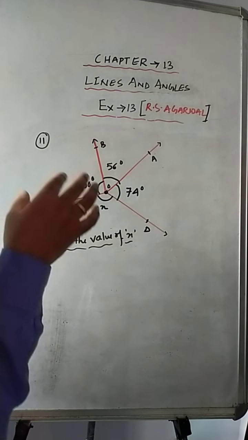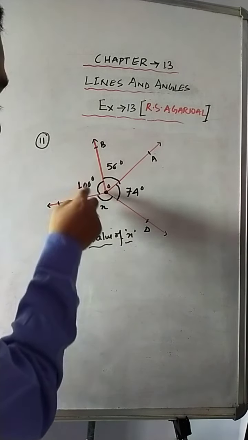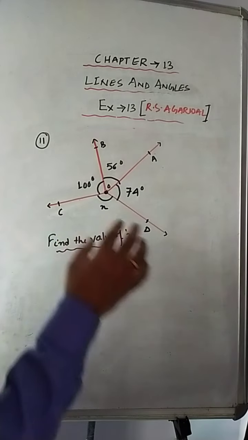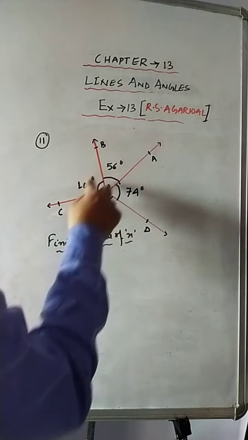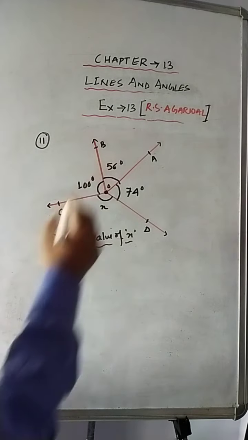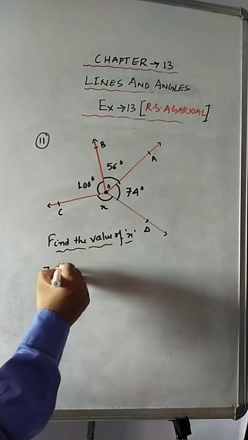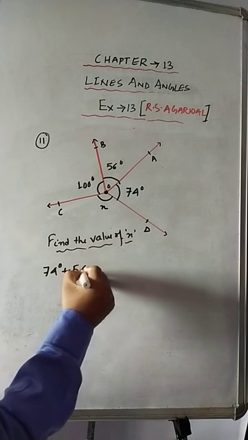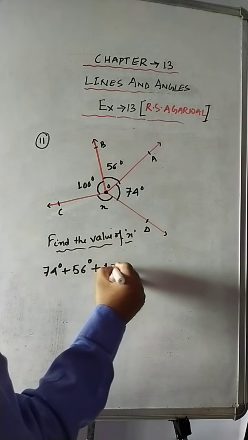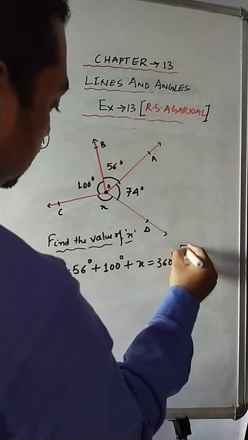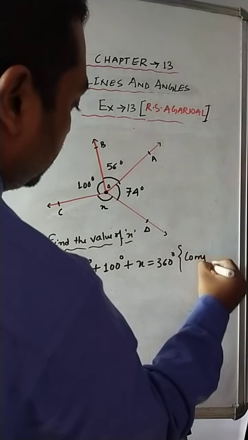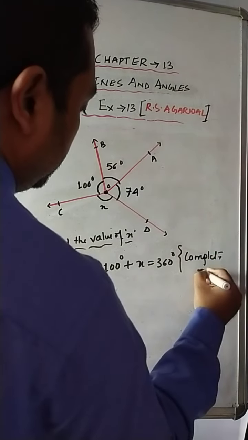Now as we have already observed, if you sum up all these angles, then it will be equal to what? 360 degree. And what is the reason? Because it is a complete angle. Okay, so this is what exactly we will do. So 74 degree plus 56 degree plus 100 degree plus x is equal to 360 degree. And why? Because it is a complete angle.